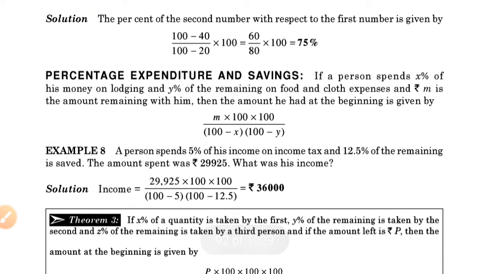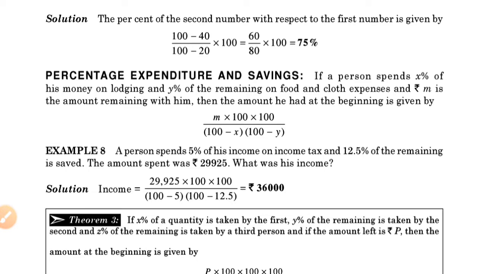Okay, percentage, expenditure and savings. If a person spends X% of his money on lodging and Y% of the remaining on food and clothing expenses, and M is the amount remaining with him, then the amount he had at the beginning is given by M into 100 into 100 over 100 minus X into 100 minus Y.